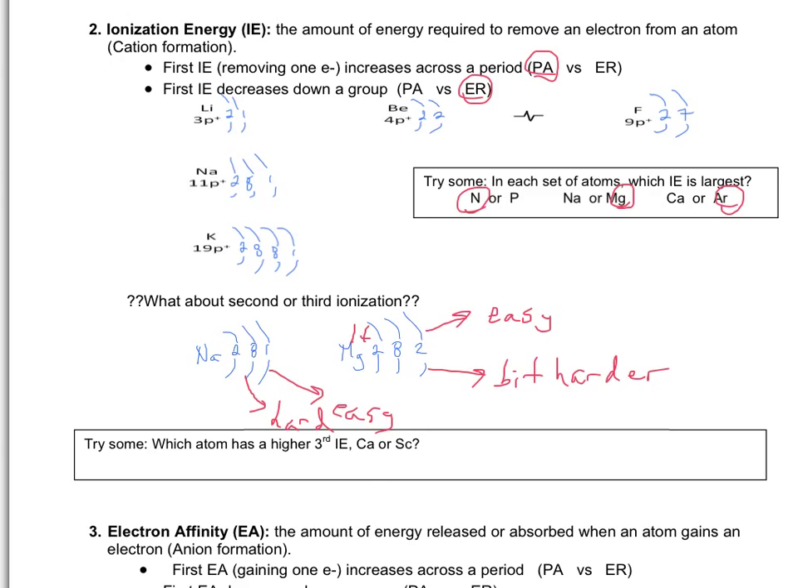Draw some Bohr diagrams of calcium and scandium and figure out which one has the highest third ionization energy. The answer is calcium. It will have a higher third ionization energy because when you go to take that third electron off, you have to jump to a closer shell.